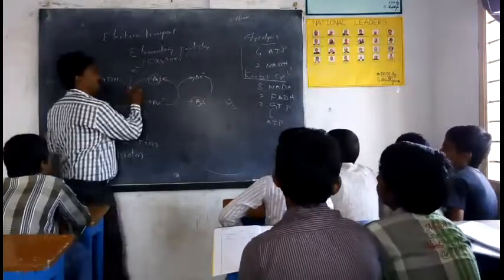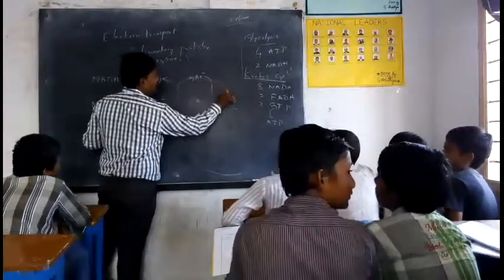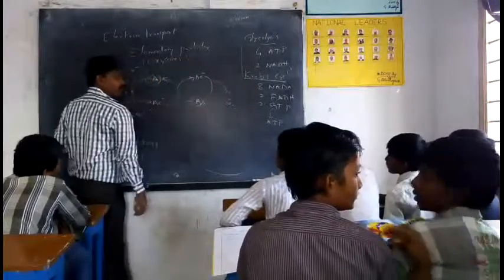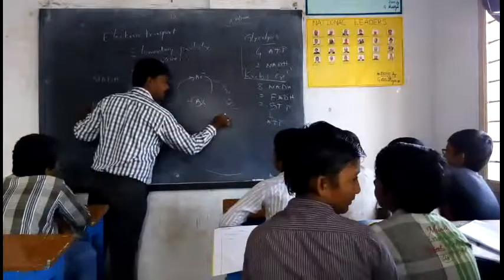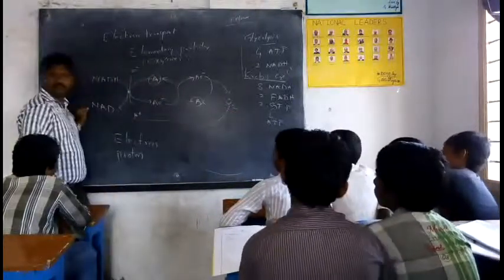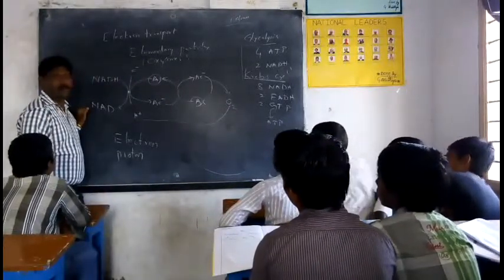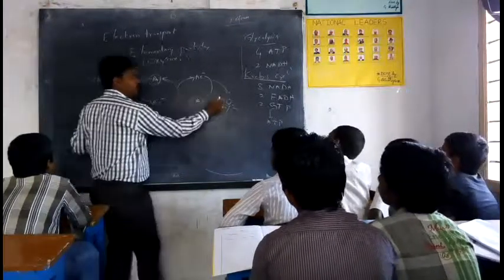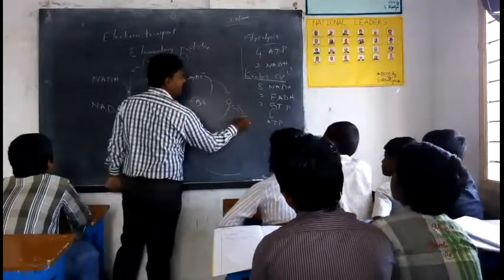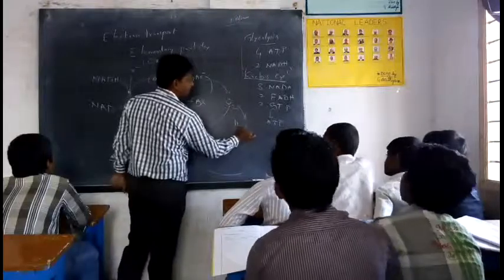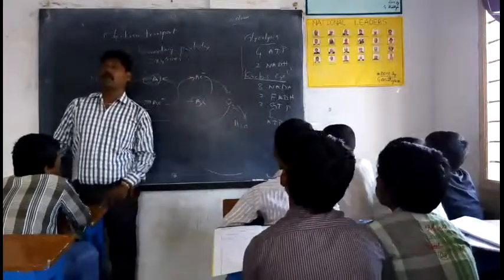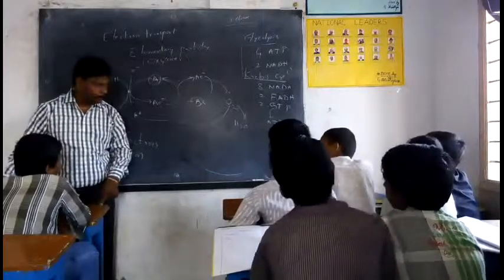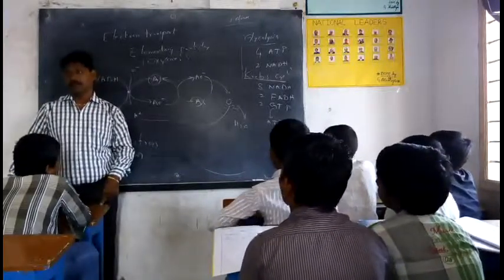Finally, this electron is ready to join with oxygen, and this proton directly moves. Finally both will join together and oxygen is converted into water. So formation of a water molecule takes place in electron transport.